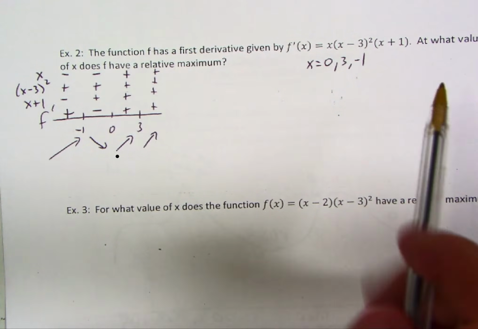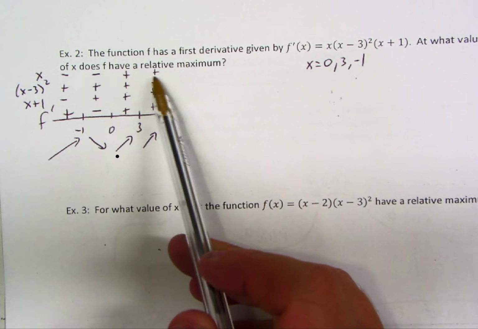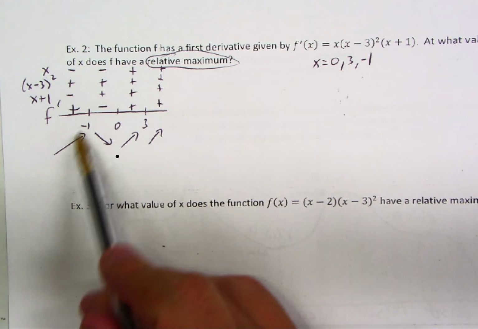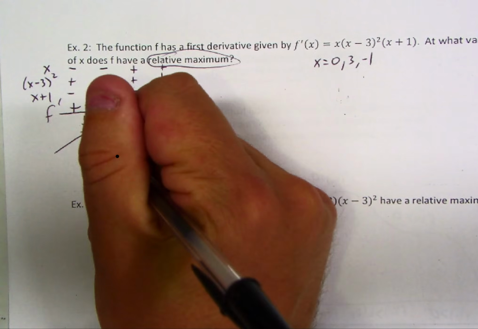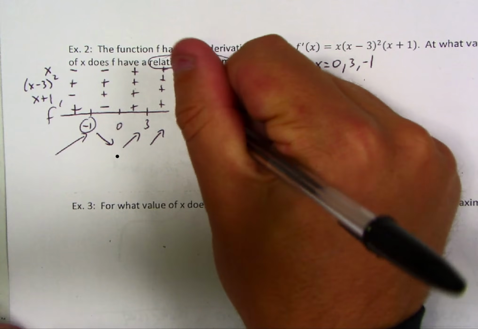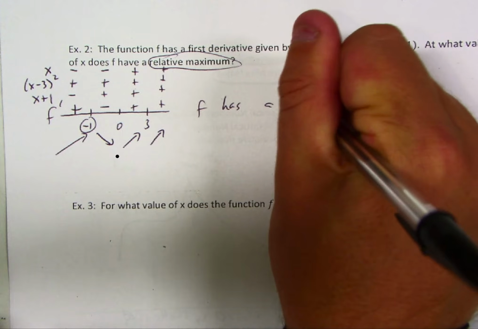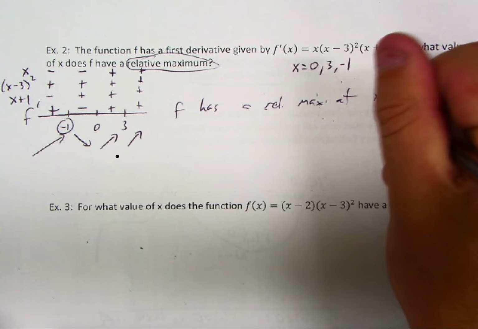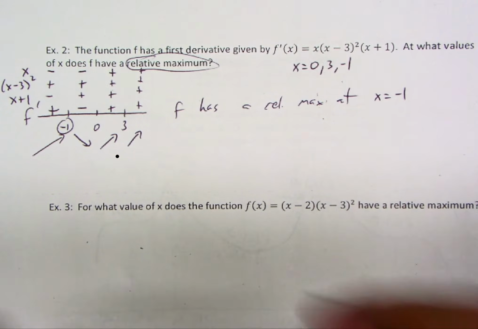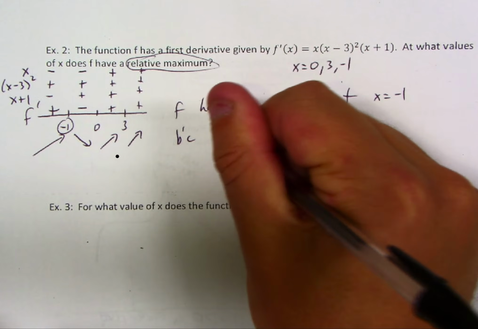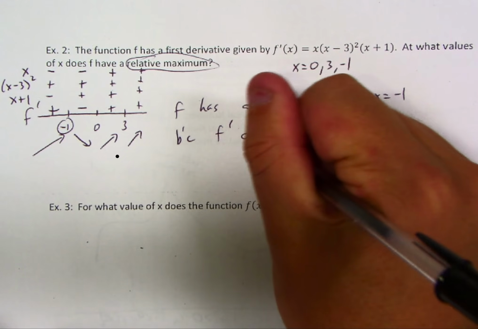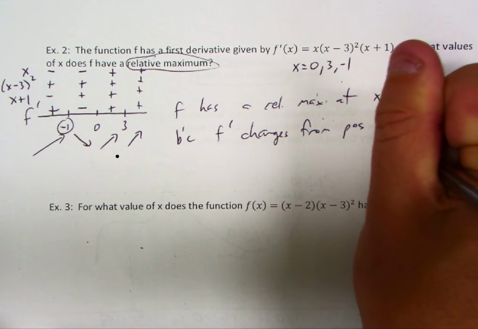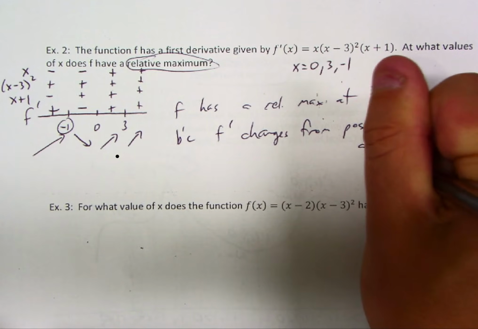This question says, at what values of x does f have a relative maximum? So we're only focusing on maximums, and that's happening right here. I can see what f is doing right here at -1. I would say f has a relative max at x equals -1 because f prime changes from positive to negative at x equals -1.